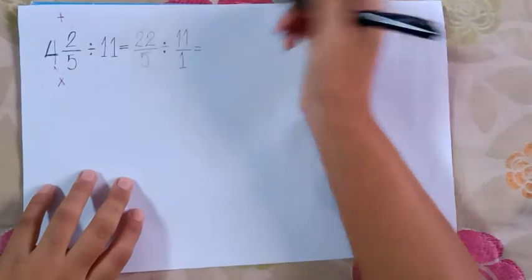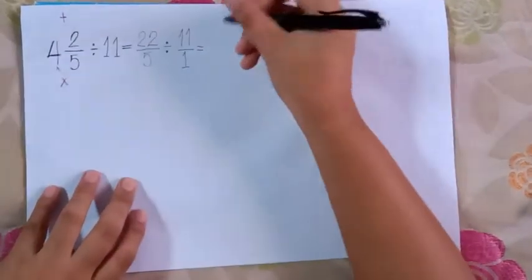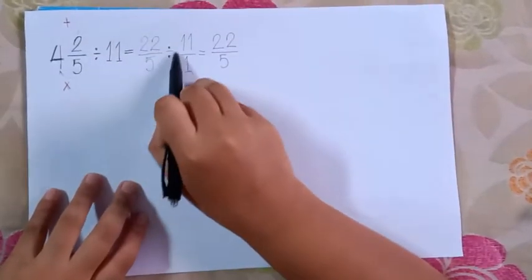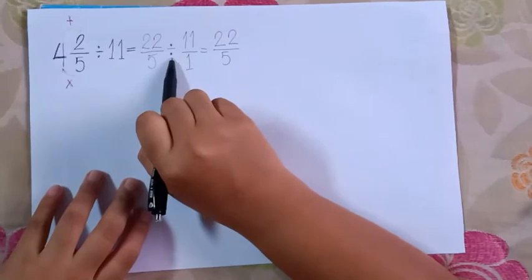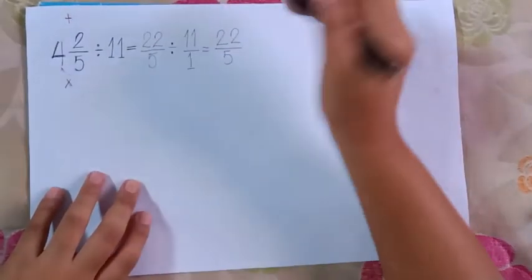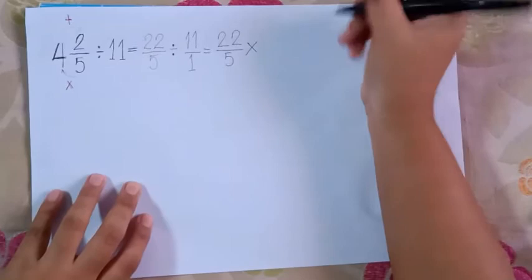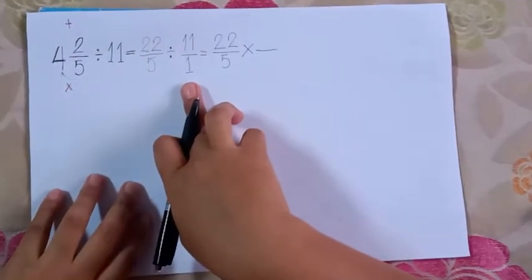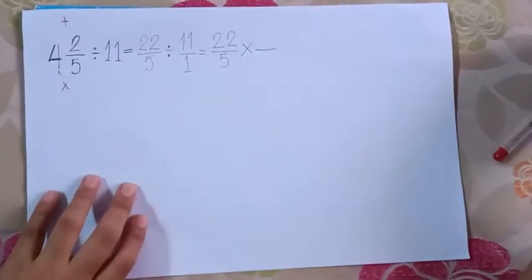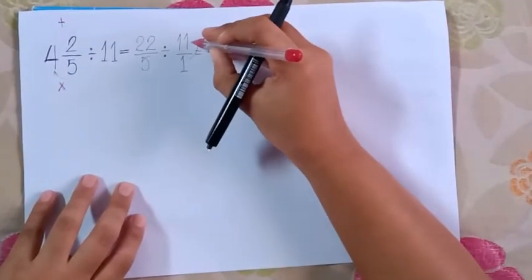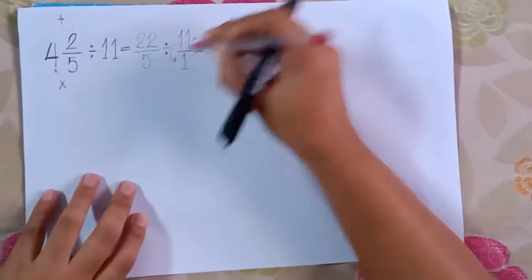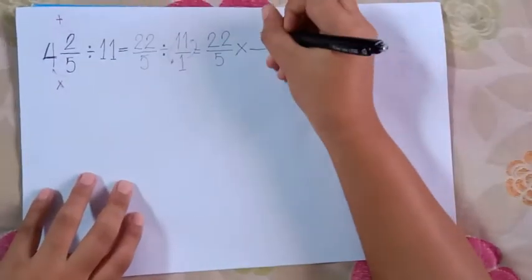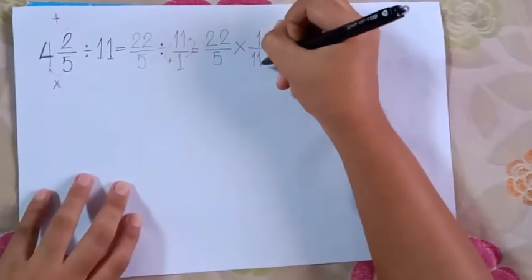So how do we do this? Copy your first fraction, which is 22 over 5. Your divide symbol will turn into multiplication, and your second fraction will turn into its reciprocal. How do we get the reciprocal? Our denominator will become the numerator and the numerator will become the denominator. They just change position. So we got 1 over 11.